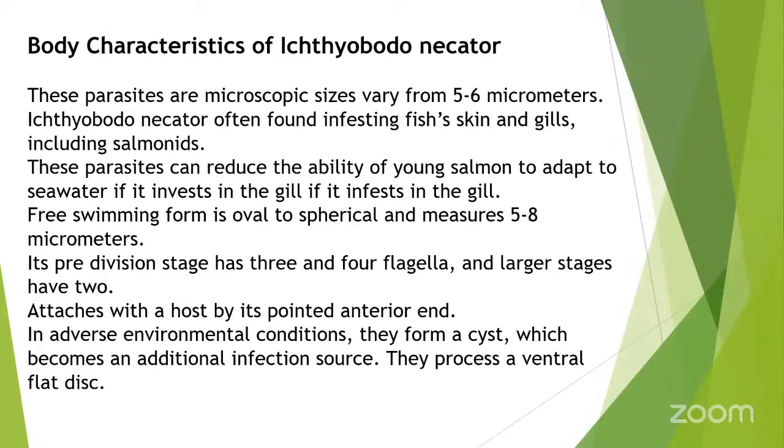Now, let us see the characteristic features of Ichthyobodo necator. These parasites are microscopic in size, varying from 5 to 6 micrometers. Ichthyobodo necator is often found infesting fish skin and gills, including salmonids. These parasites can reduce the ability of young salmon to adapt to seawater if they infest the gills. The free swimming form is oval to spherical, and it measures from 5 to 8 micrometers.